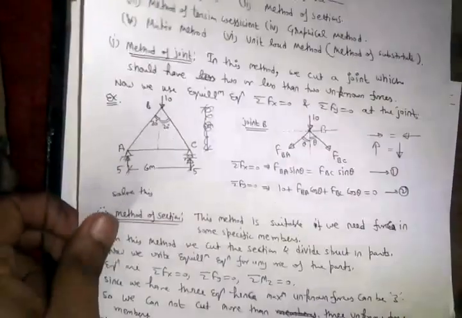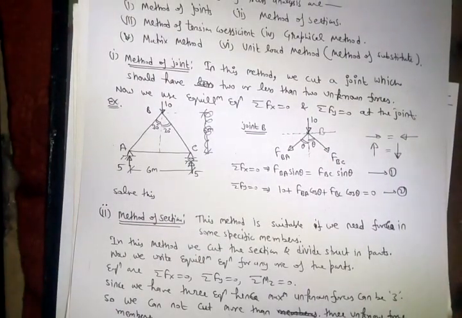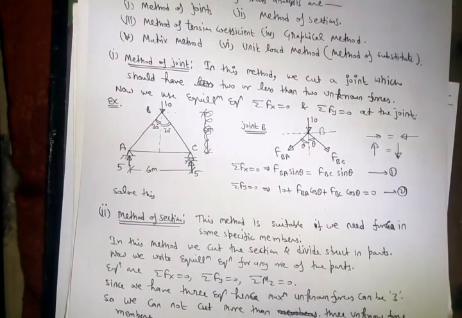Now we can solve these equations and find FBA and FBC. If the answers FBA and FBC are positive, it means the direction is as we have assumed, meaning the force will be tensile, otherwise the force will be compressive.